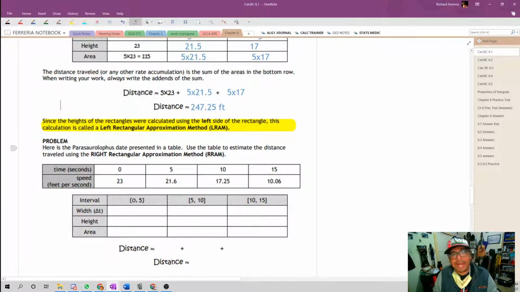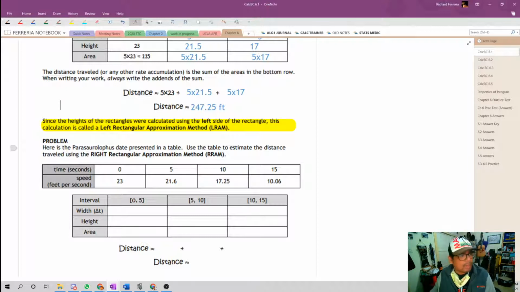Now, we use the heights of the rectangles to be perfectly bang on to the curve on the left side of the rectangle. And when that happens, we create something called a left rectangular approximation method. The left, because the height is perfect on the left side. Rectangular, because, of course, all the shapes were rectangles. And then approximation, because we're approximating the area, and it's not the actual area.